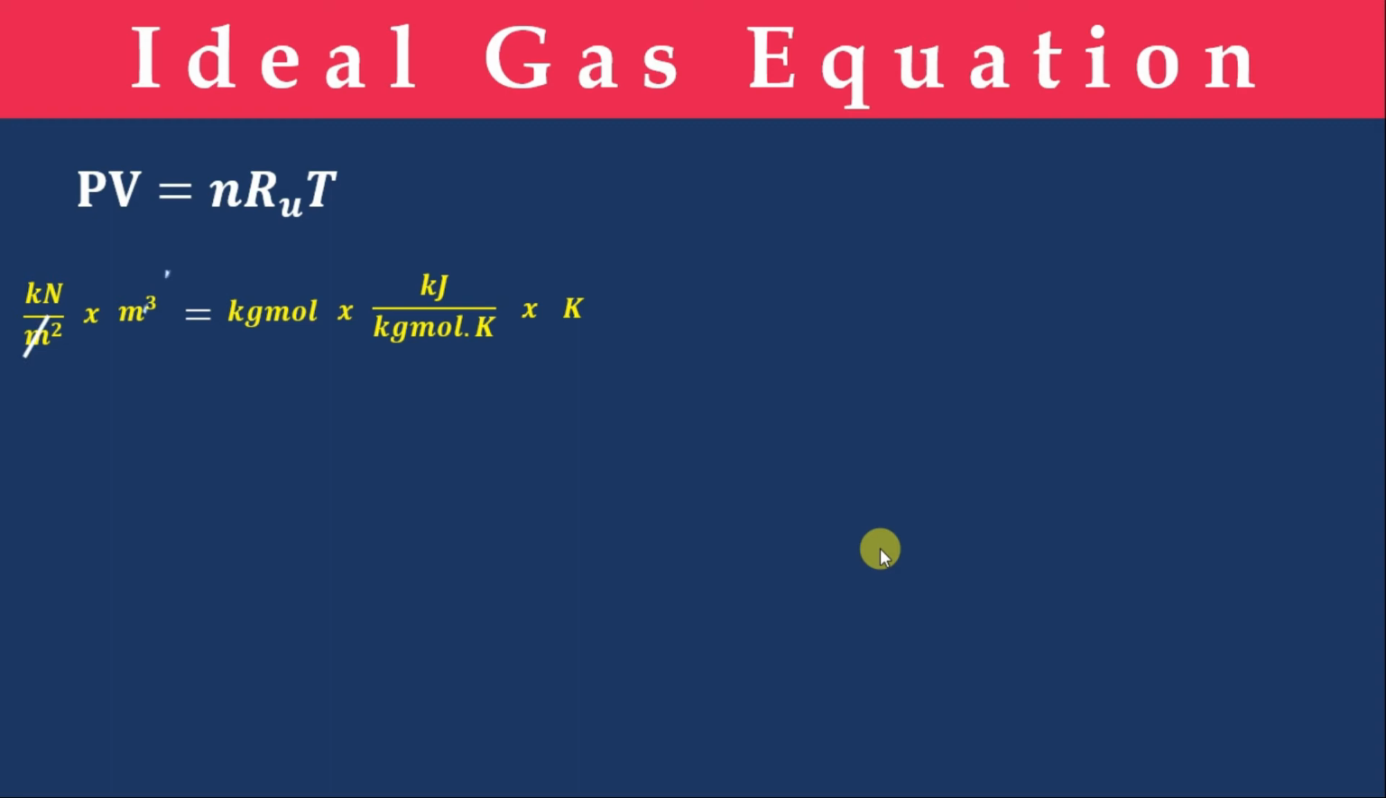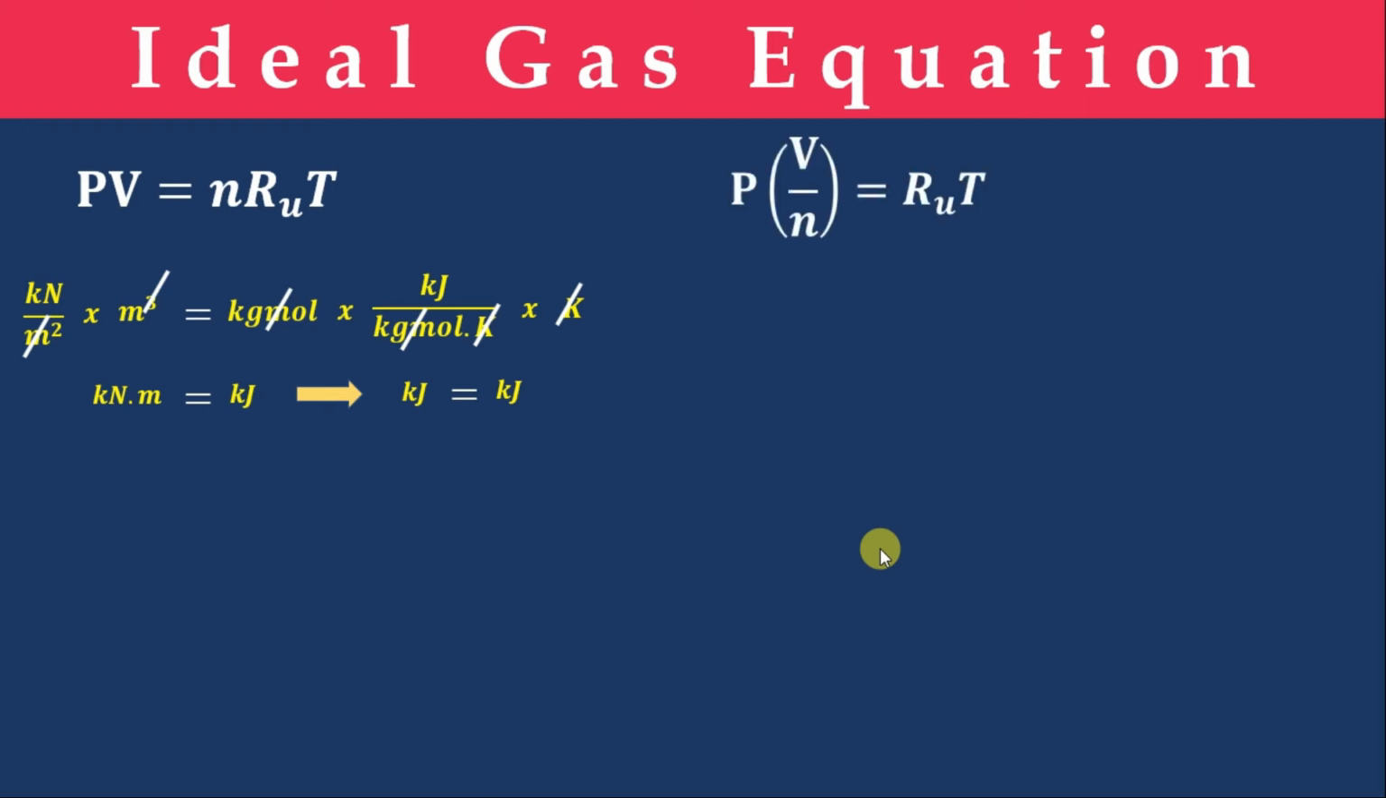Here meter square and meter cube get cancelled. We know kilonewton meter, kg mole gets cancelled and Kelvin gets cancelled. So kilonewton meter is equal to kilojoule. Finally kilojoule is equal to kilojoule. Right hand side is equal to left hand side. And this PV is equal to N Ru T can be written as PV divided by N is equal to Ru T. This one we call molar volume, that is P v bar is equal to Ru T.